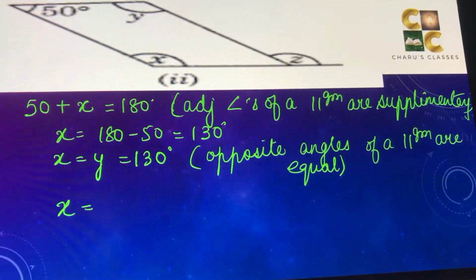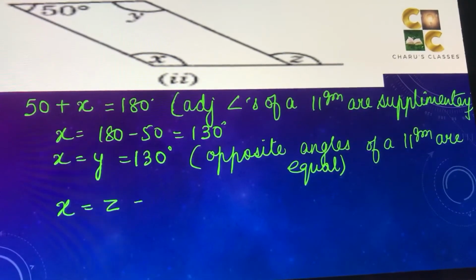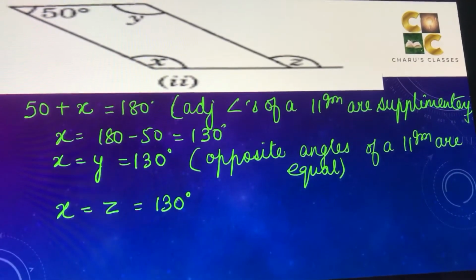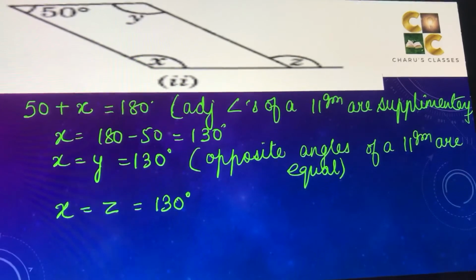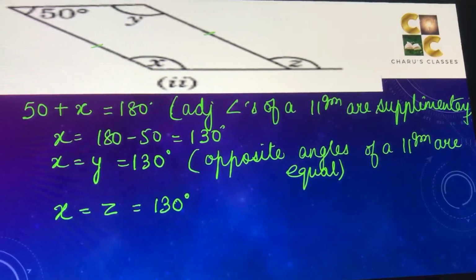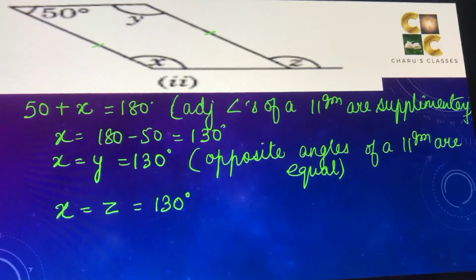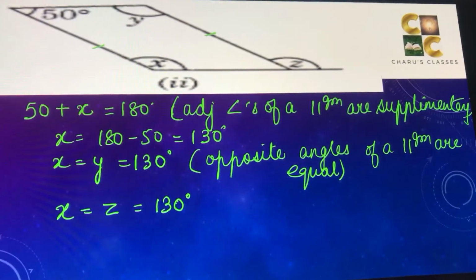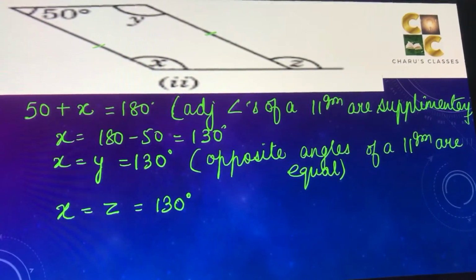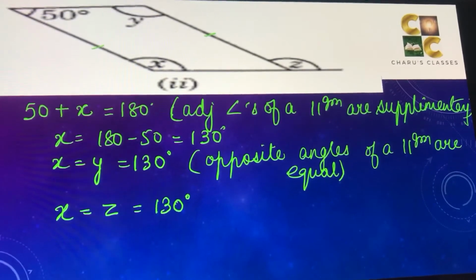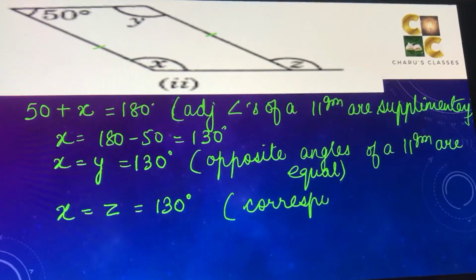And angle x will be equal to angle z, which will be 130 degrees. The reason for this is, if you notice, this side and this side are parallel to each other, and therefore angle x and angle z, जिनकी positioning एक जैसी है, उन्हें हम corresponding angles बोलते हैं. And if two lines are parallel, then the corresponding angles are equal. So we will give the reason here as corresponding angles.